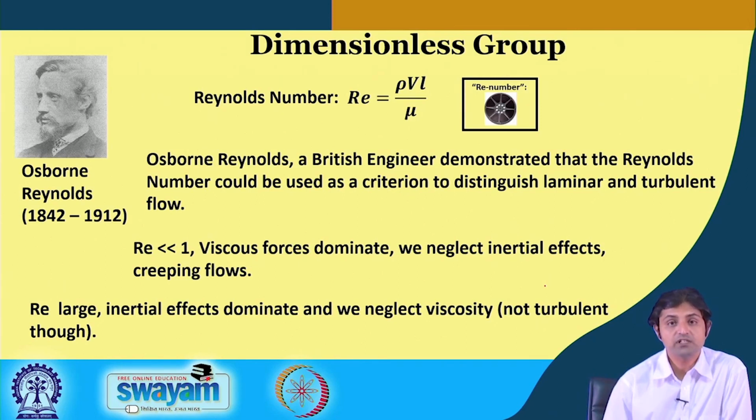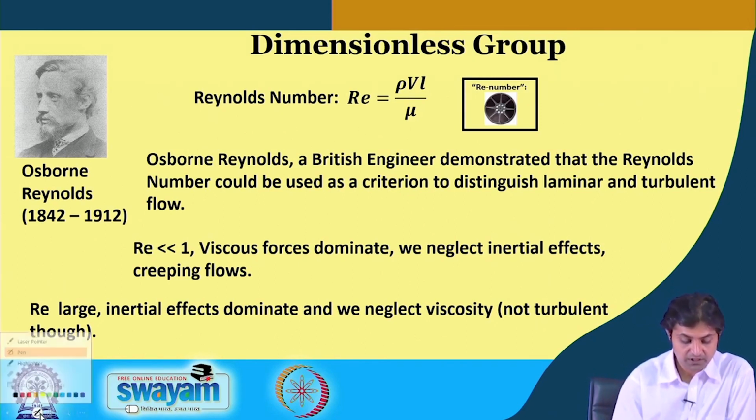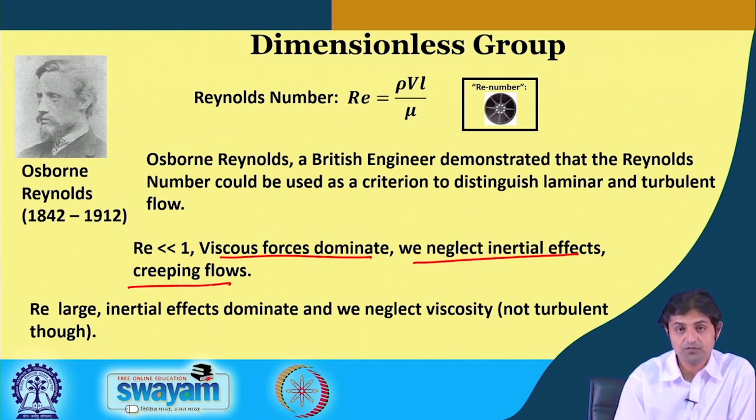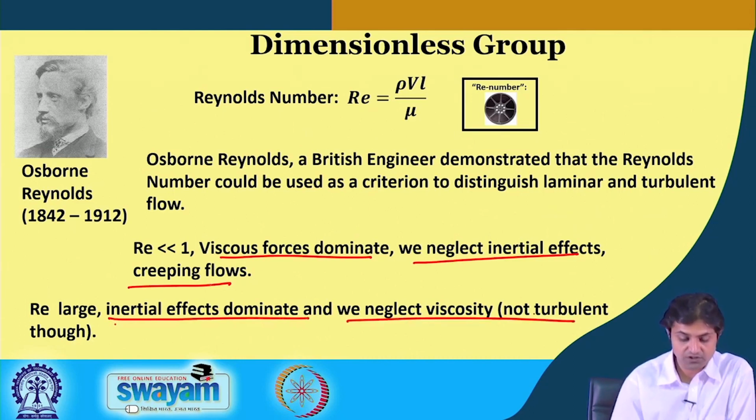If Reynolds number is very much less than 1, viscous forces dominate, and we neglect the inertial effects, and this is called creeping flows, which we have already seen when we were doing the Stokes derivation. If Reynolds number is large, inertial effects dominate and we neglect viscosity.